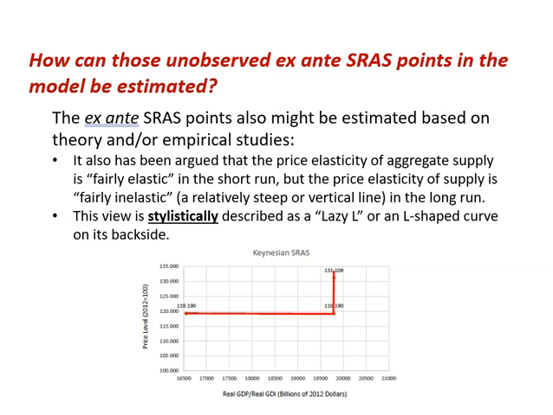Let's look at the short-run aggregate supply curve now. How can those unobserved ex-ante SRAS points in the model be estimated? The planned or ex-ante SRAS points also might be estimated based on theory and/or empirical studies. 1. It also has been argued that the price elasticity of aggregate supply is fairly elastic in the short run. But the price elasticity of supply is fairly inelastic. That is a relatively steep or vertical line in the long run.